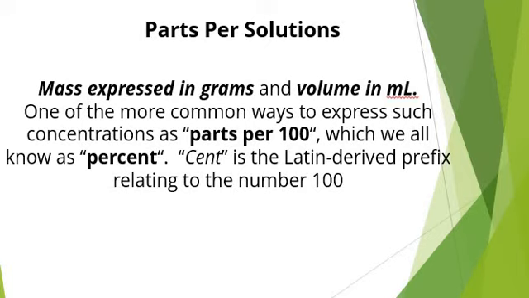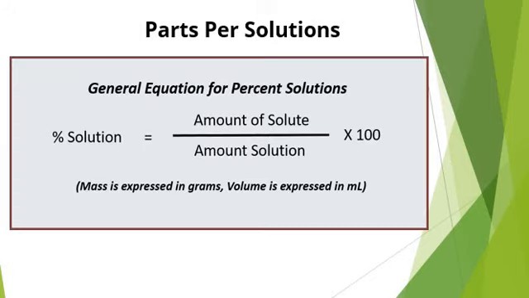How can we calculate the concentration of a solution through the percent? This is the formula. The simplest way: if we are going to prepare a 2% solution, it means we are dissolving 2 gram of a solute and making up the volume to 100 ml. With respect to the formula, the percentage of solution is equal to the amount of solute divided by the amount of the solution, times 100.